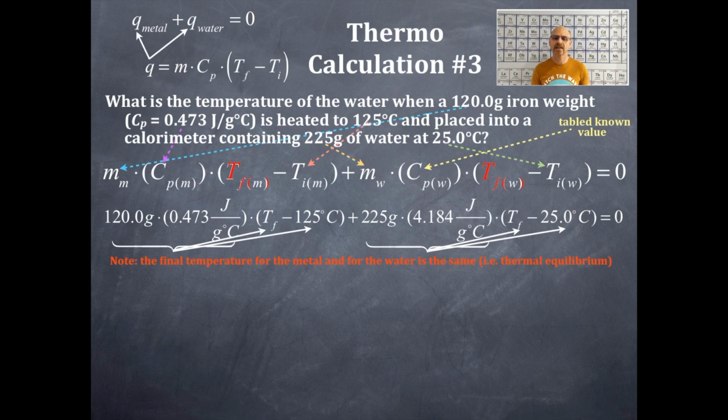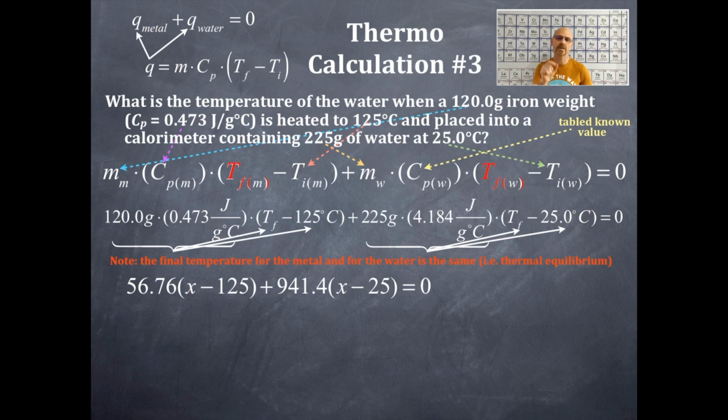Paying particular care to the negative sign in between the TF and the minus 125 and the TF and the minus 25. Okay, so I want you to pause the video here after you do that mathematical manipulation, then restart the video to make sure that you're on the same page as me. All right, here we go. Keep on going. So this is what I get when I multiply it out here.